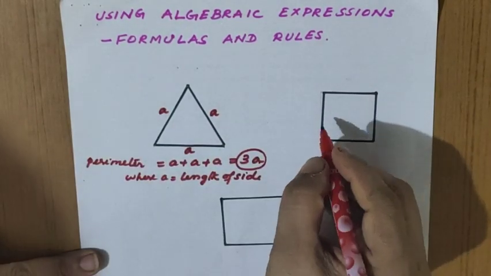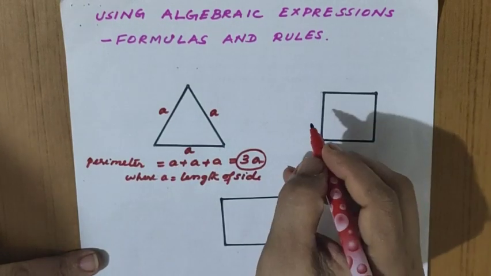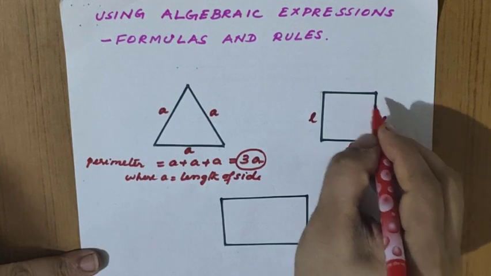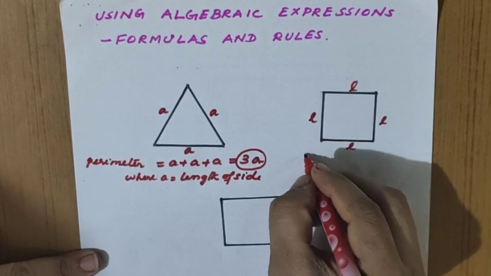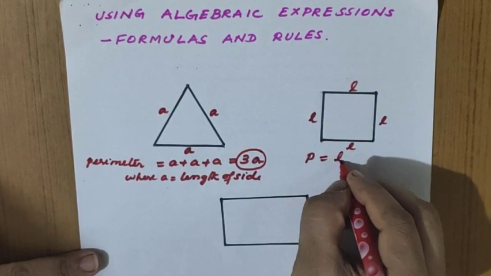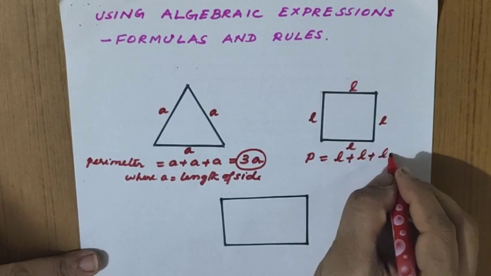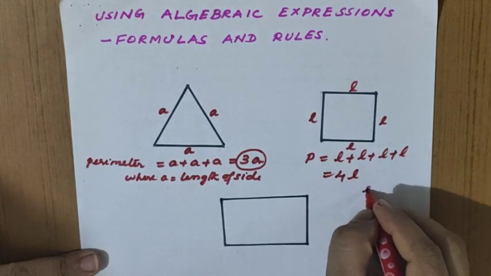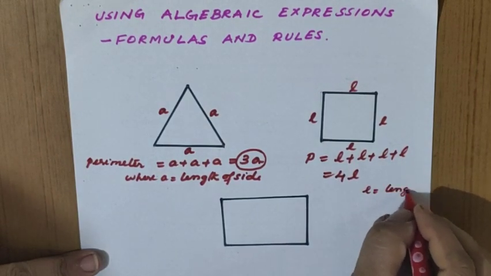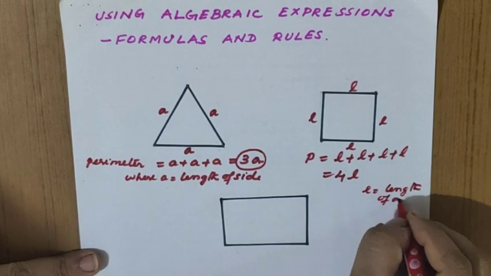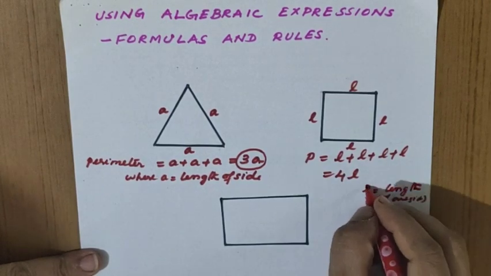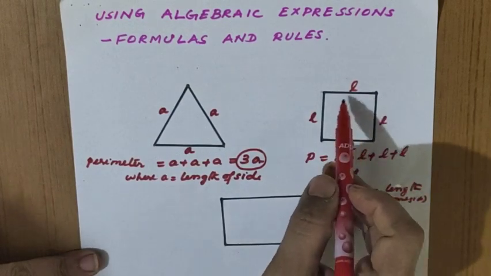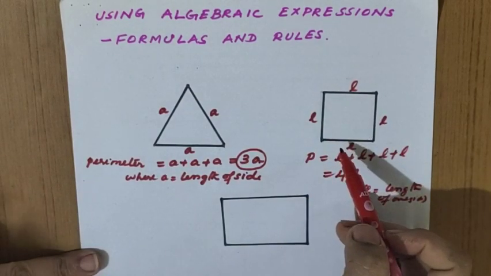Now if it is a square, let us take the length of the side as L only. So there are 4 sides of length L. Similarly, if you calculate the perimeter, we will write L plus L plus L plus L. Instead of that, we can write 4L, where L equals the length of one side. Like that we can write the formulas. With the help of the formula, we can calculate the perimeter of this square very easily.